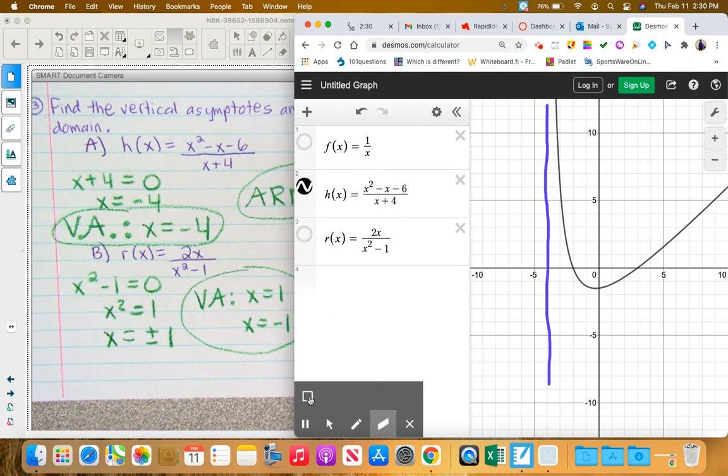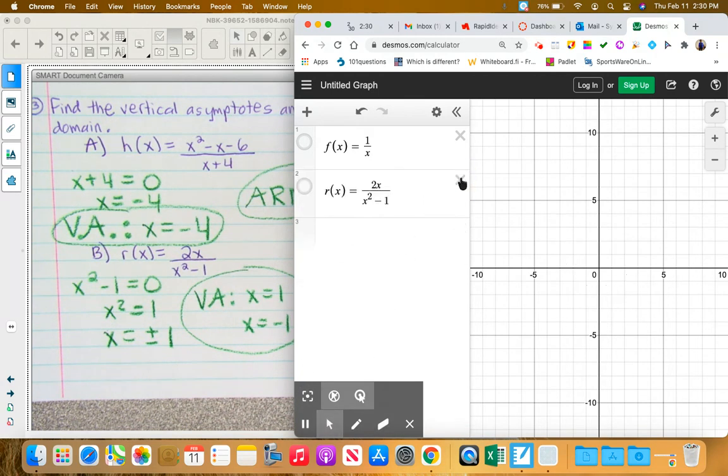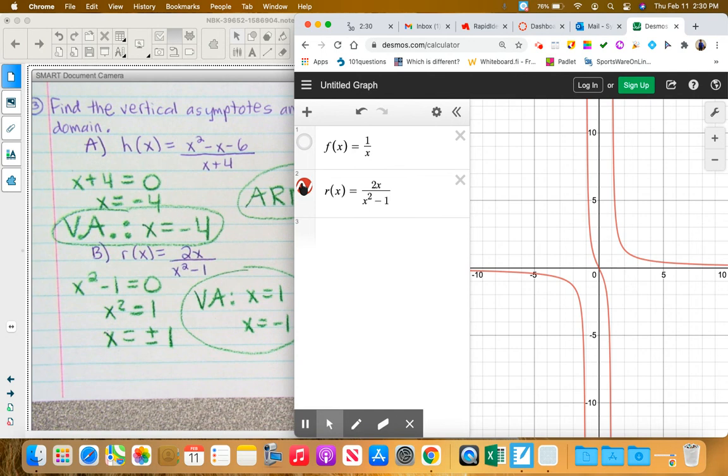And last but not least, let's take a look at the very last one so we can make some comparisons to our graph and what we found. So for this one, we found two asymptotes. Over here in my green colored pencil, we found two asymptotes. One is at 1 and one was at -1. So if I draw those in, I have an asymptote here. This is at -1.